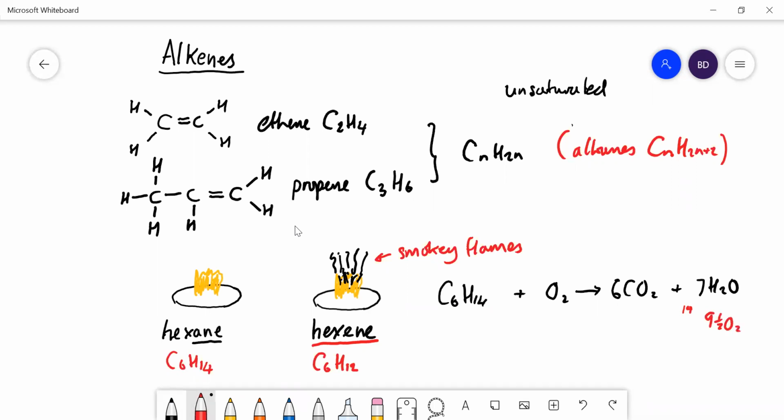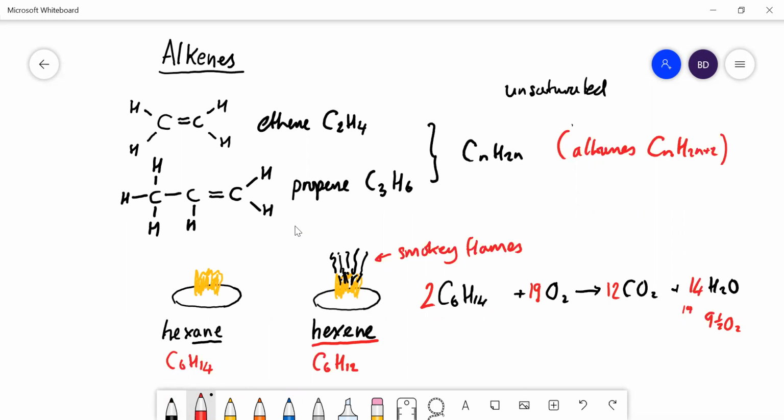If you don't like halves when you're balancing, we have to double everything. So let's double that. So we're going to have 19 oxygens. We're going to need 2 of those. That means we're going to form 12 carbon dioxides. And we have got 28 hydrogens. That means we're going to form 14 waters.